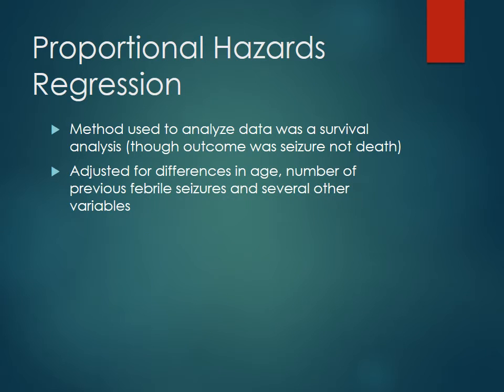So this is just a method used to analyze data through a survival analysis, but keep in mind death is not always what those survival analyses use. It's really just something that has a clear-cut endpoint you can measure time until, right? You can use it for something like seizures, you can do it for disease progression, you can do it for any type of variable as long as it has a defined time frame. And here, when they were looking at these kids, you want to adjust for things like differences in age, number of previous febrile seizures, and other variables as well in order to take out those confounders and make sure the data you're looking at is really just looking at the outcomes that you're interested in.